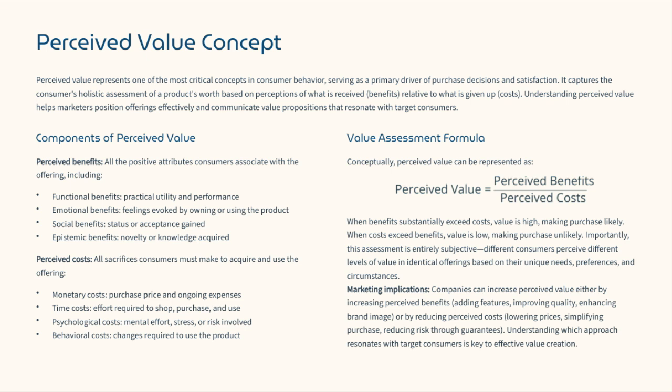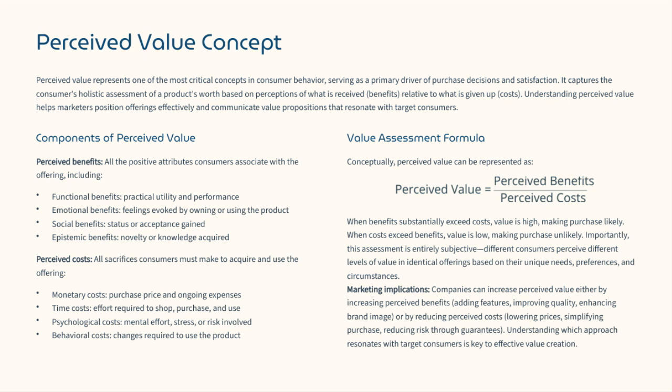This includes various costs like monetary costs, which are the purchase price and ongoing expenses, and time costs, which involve the effort needed to shop, buy, and use the product. There are also psychological costs, such as mental effort, stress, or perceived risk, and behavioral costs, which refer to the changes consumers might need to make to start using the product. On the benefits side, we consider functional benefits like utility and performance, emotional benefits, which are the feelings evoked, social benefits, such as gaining status or acceptance, and epistemic benefits, which relate to novelty or knowledge gained.